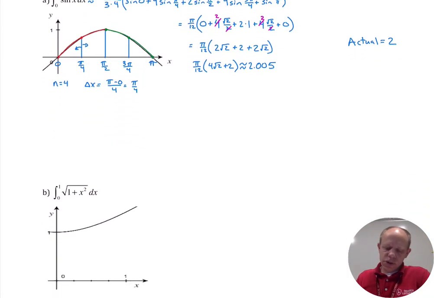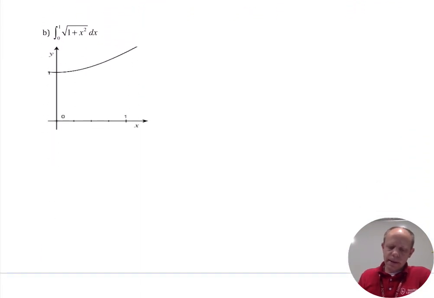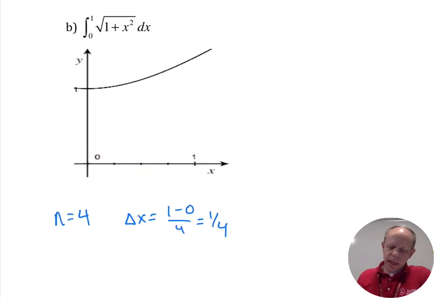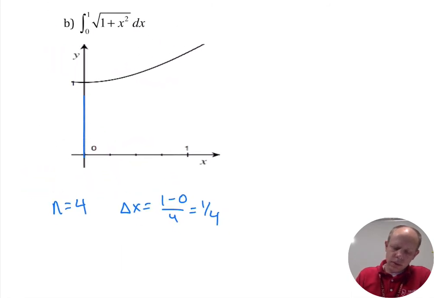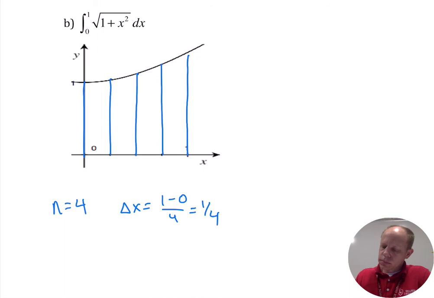All right, let's move on and try our next one here. Okay, so again, n is going to equal 4. And so delta x is going to be 1 minus 0 over 4, or 1/4. And we're going from 0 up to 1, and we're splitting it into 4 intervals. And so that means we're actually going to use 2 parabolas here.